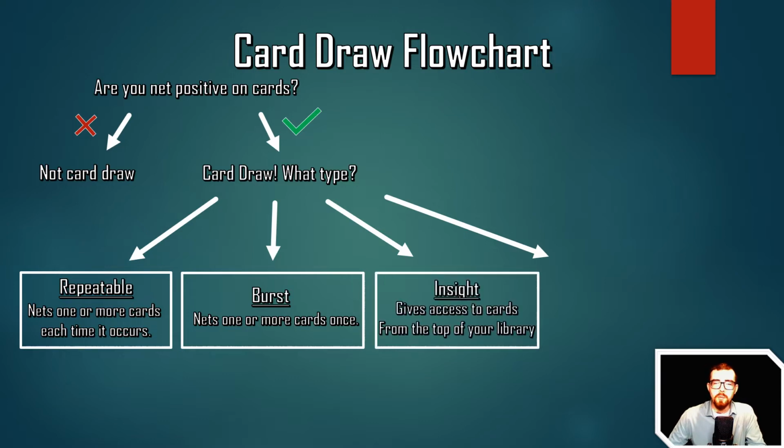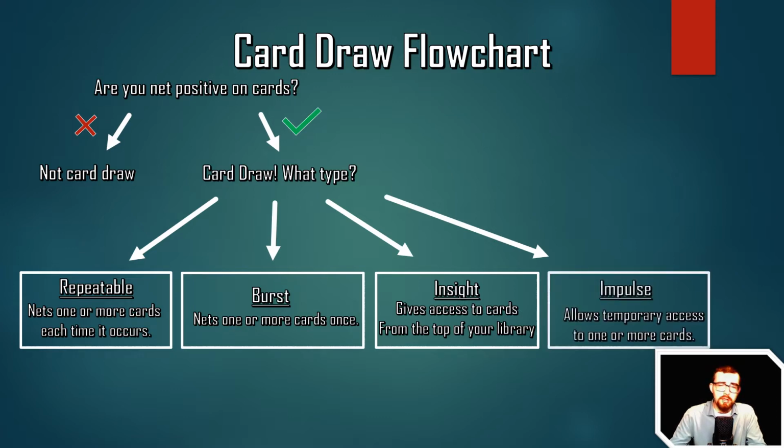The next type we're going to talk about is insight draw, which is draw that gives access to cards from the top of your library. So it's kind of like having an additional card in hand as long as it meets certain criteria. And our last is impulse draw, which is going to allow temporary access to one or more cards just for a certain amount of time. So you are kind of temporally limited, but it does give access to additional cards.